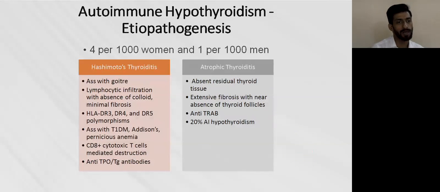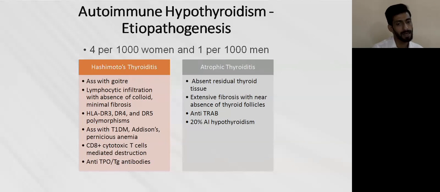Now, quickly into autoimmune hypothyroidism, more common in females. It's quite common, 4 in 1,000 is a prevalent disease. There are two forms that we know exist right now. One is Hashimoto's thyroiditis and the other is called atrophic thyroiditis. Hashimoto thyroiditis is associated with goiter, whereas atrophic thyroiditis is associated with absent residual thyroid tissue. The pathological hallmark of Hashimoto thyroiditis is lymphocytic infiltration and minimal fibrosis, whereas in atrophic thyroiditis, it is extensive fibrosis with near absence of thyroid follicles.